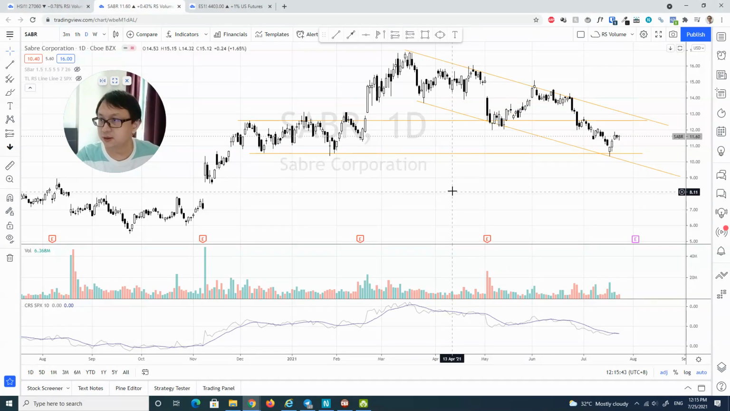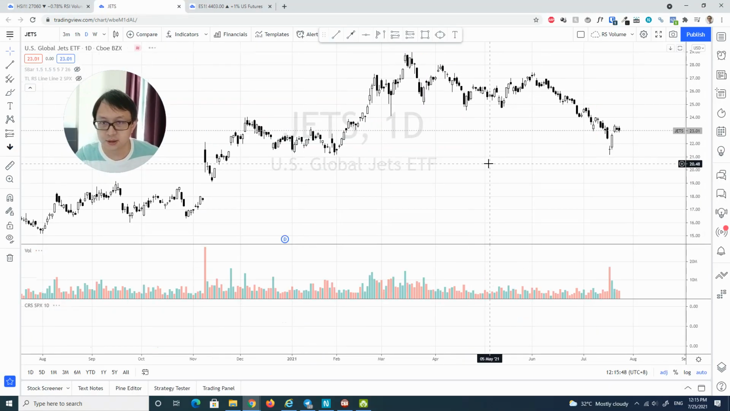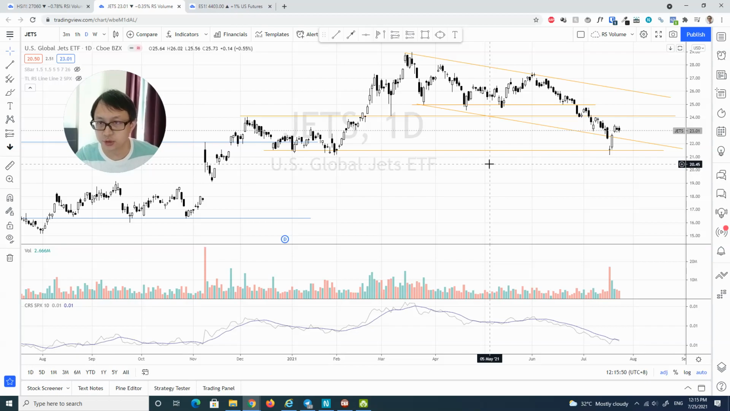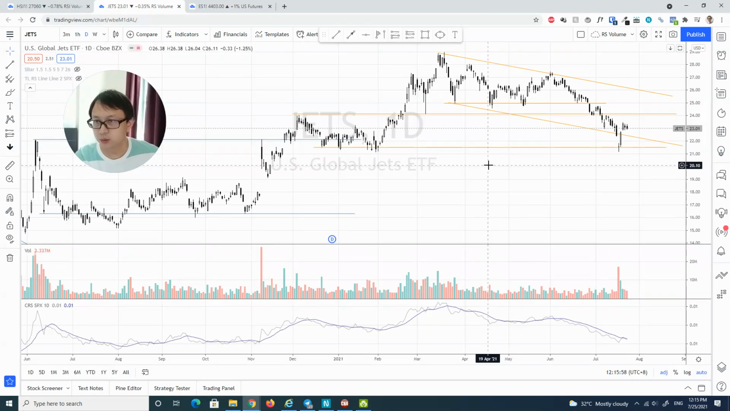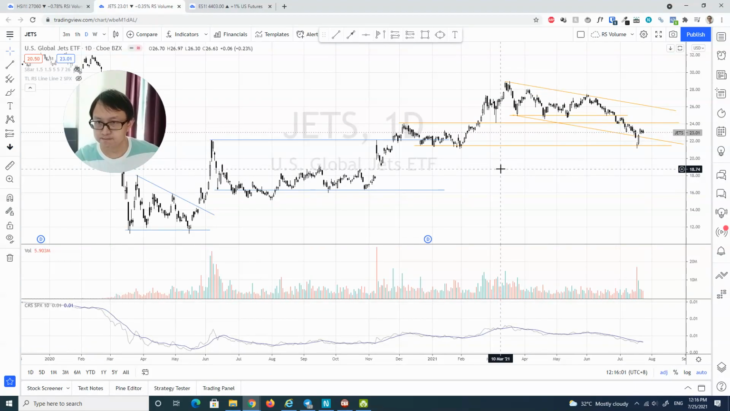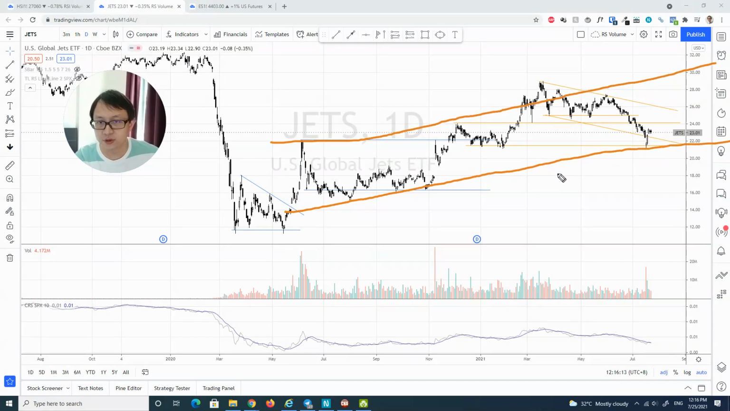All right, so that's SABRE, and let's look at JETS. So with JETS, you also would like to have an entry right there. It's in a very similar chart pattern or structure to SABRE. One thing I see is that JETS is probably slightly stronger. If you take a very long-term holistic view, that's your long-term up channel. Intermediate term is probably within the down channel, oversold.